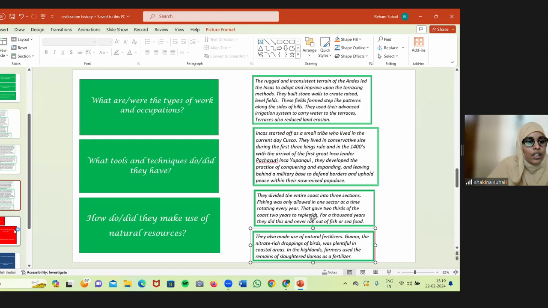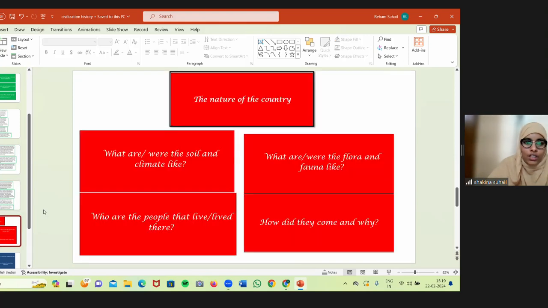So this is one set of questions where I have the answers. The others I'll just be showing you the questions. The second is the nature of the country. The questions under this: what are or were the soil and climate like? What are or were the flora and fauna like? Who are the people that live or lived there? How did they come and why?